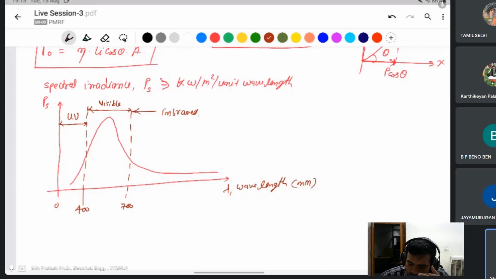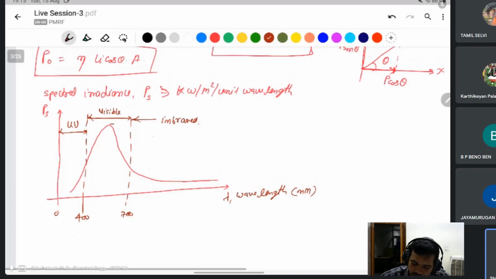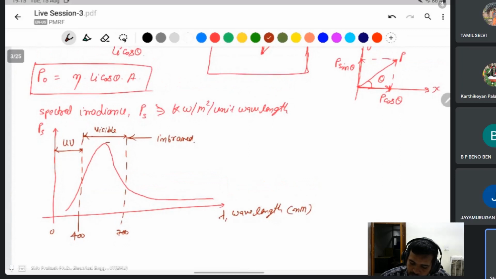But power is not developed in infrared. Only in the visual range is the power high. You can say this one is the power of spectral radiance. Spectral radiance is given in kilowatt per meter square per unit wavelength.